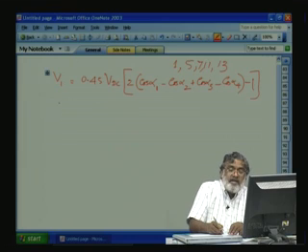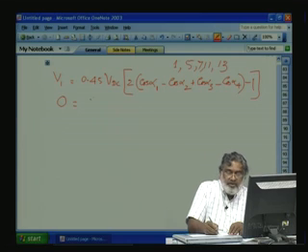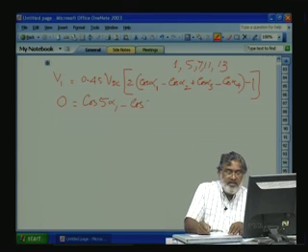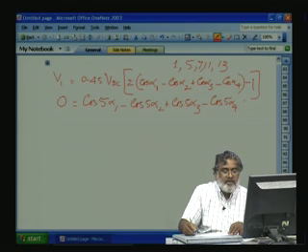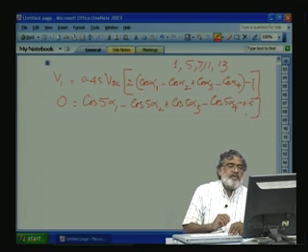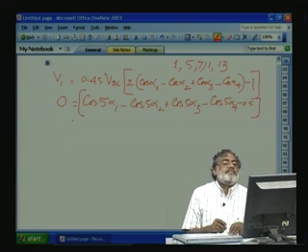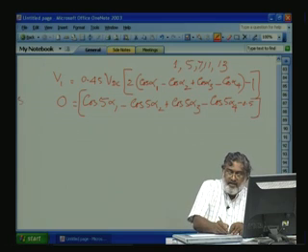We want the 5th harmonic to be 0, so I will put it as 0. The equation will be cos 5 alpha 1 minus cos 5 alpha 2 plus cos 5 alpha 3 minus cos 5 alpha 4, minus 0.5. This is the equation for the 5th harmonic.